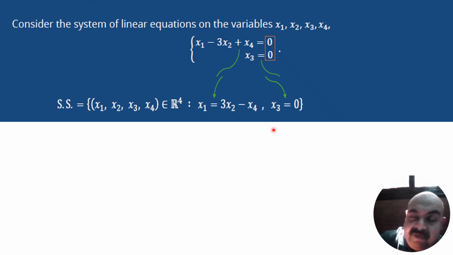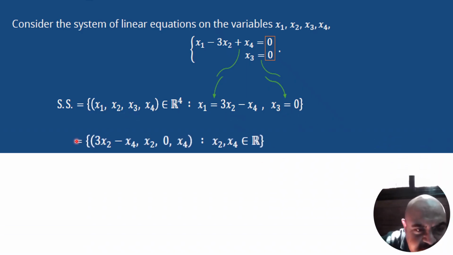For R4, a set of vectors belonging to R4 will contain 4 coordinates, x1, x2, x3, and x4. All I have to do is just to make this substitution. I will replace x1 by 3x2 minus x4 and replace x3 with 0. And that's going to be the form of vectors that I'm going to use to find the generators of this vector space.